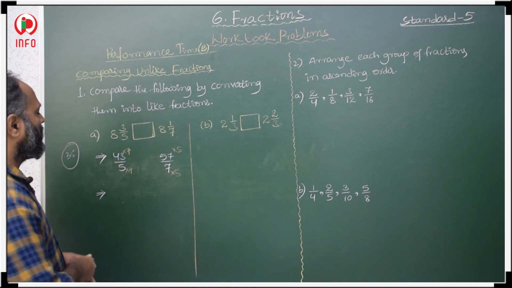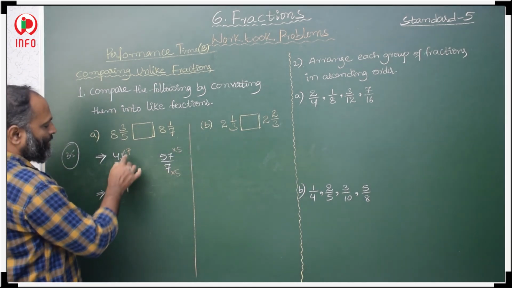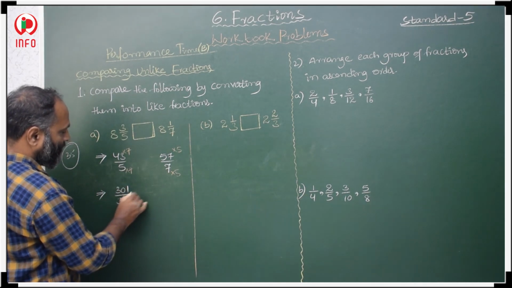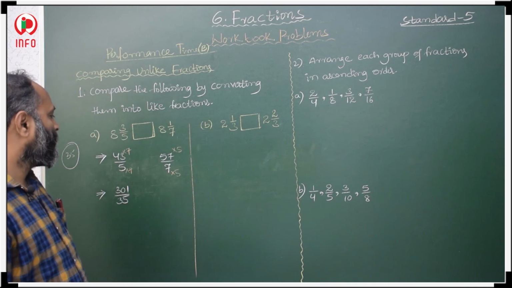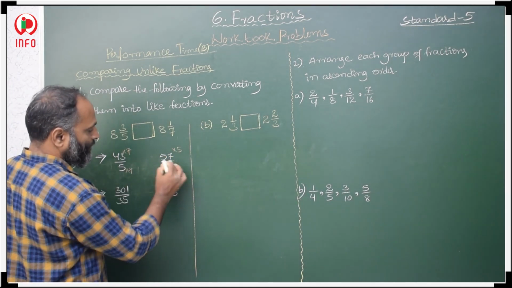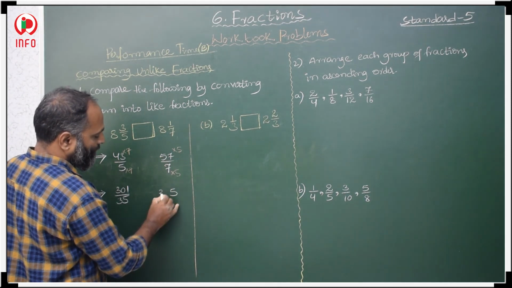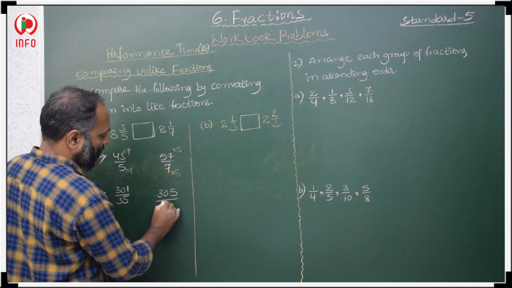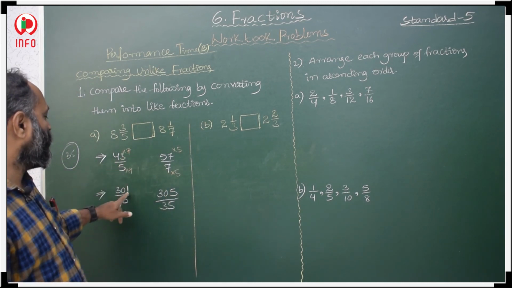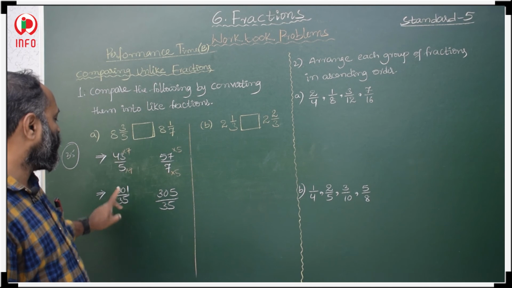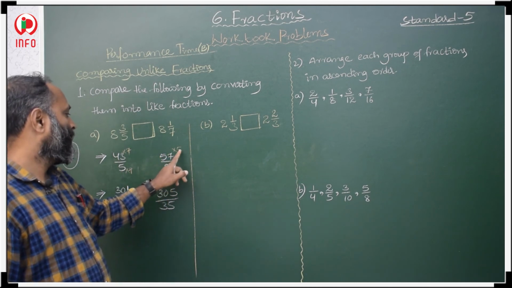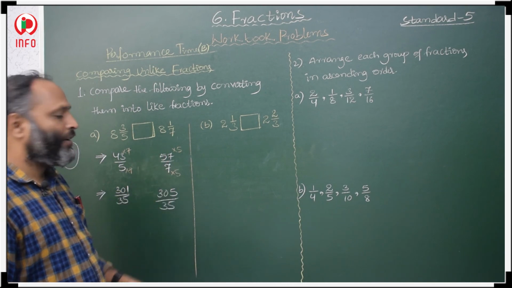Now 43 7s are 301, over 7 5s are 35. And 57 5s are 285, over 35. See here, 7 3s are 21 and 2, 7 4s are 28 and 30 is 301. 7 5s are 35. 57 5s are 285 over 35.